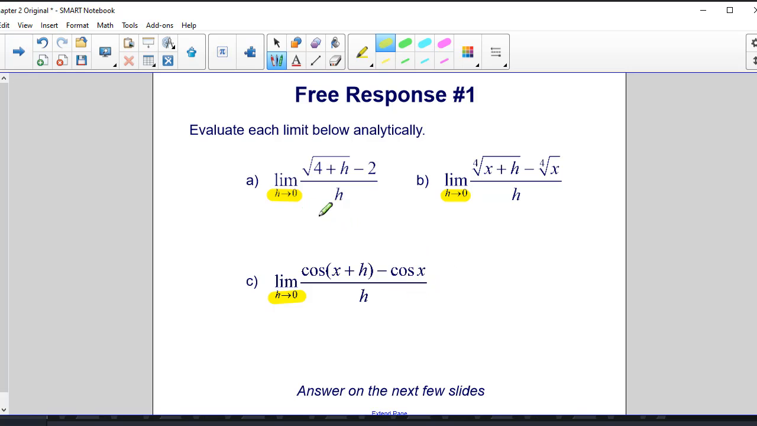You'll notice I highlighted h approaching 0 in all 3 cases. We are going to differentiate each one with respect to h, and that's going to affect how we evaluate our limits. The upcoming examples will show you exactly how that comes into play.